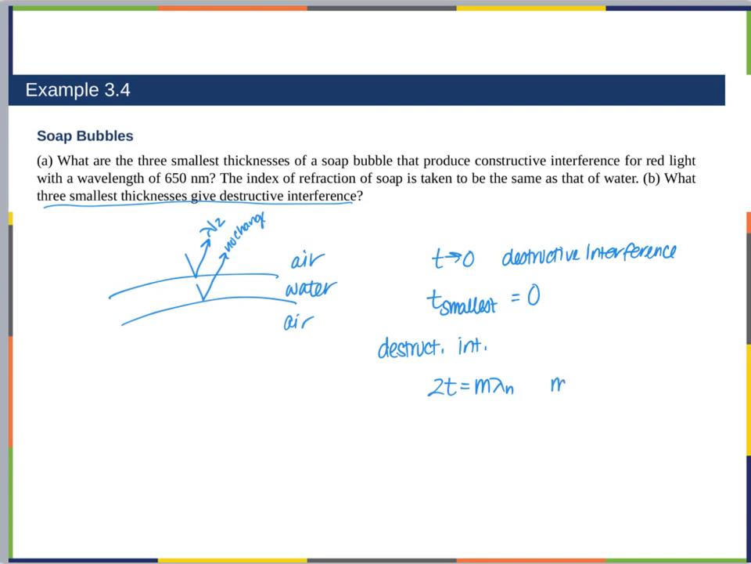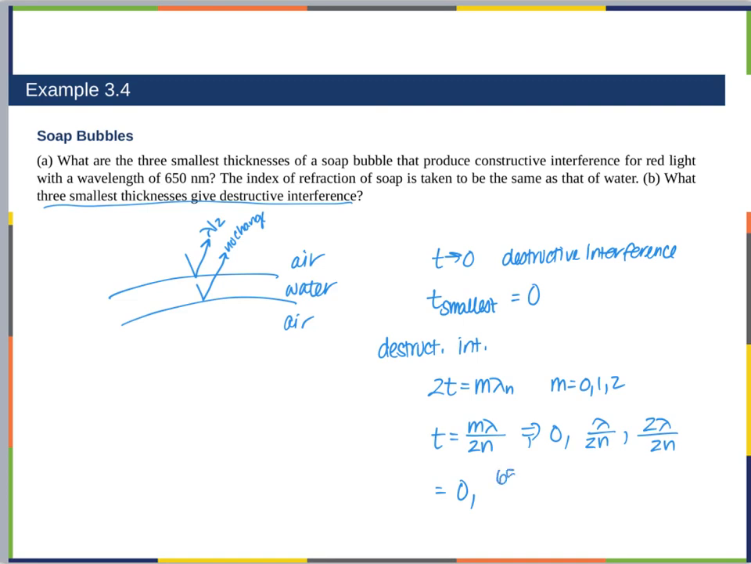And we could have said m would be equal to 0, 1, and 2 here, and then t would be equal to m lambda over 2n. And so our first thickness is 0. Our next one is lambda over 2n. And our next one is going to be 2 lambda over 2n.